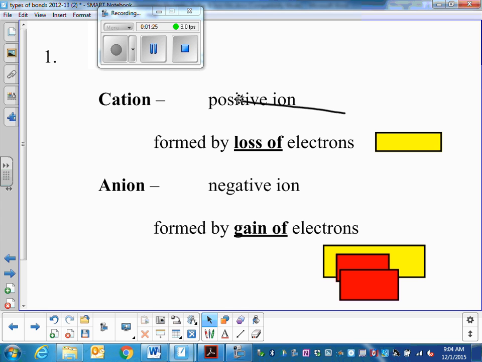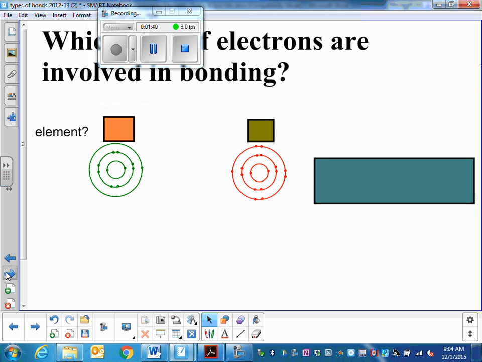Okay? So get this straight. A cation is a positive ion formed by the loss of electrons, and an anion is a negative ion formed by the gain of electrons. Now these are ions. Okay? Now, where do you think ions will be involved? In ionic bonds, in covalent bonds, in metallic bonds? Where will they be involved? Let's think exactly. All right? Ions are involved in ionic bonding and in metallic bonding actually.